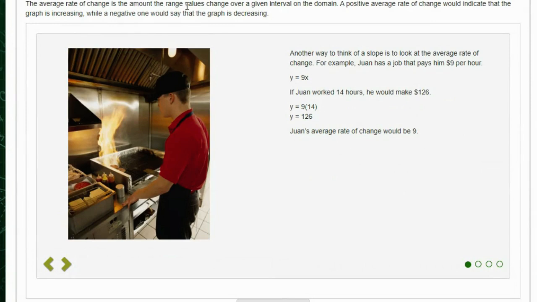So the average rate of change is the amount the range values change over a given interval. A positive average rate of change would indicate the graph is increasing. It's a positive slope. A negative one means the graph is decreasing. So here's another way to think of a slope. Look for the average rate of change. Juan has a job paying $9 an hour. So he can set up an equation. Y equals 9x. Y would be the amount of money he earns. X is the number of hours he works. So if he works 14 hours, 9 times 14, he makes $126. And his average rate of change would be 9, because for every hour he works, his pay increases by 9. That's the average rate of change. That's the slope of what it would look like for his pay.